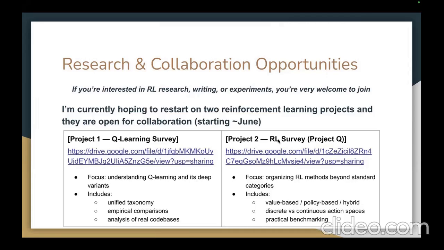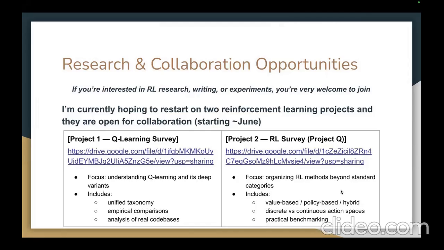And my second project is an RL survey, which is called Project Q because I think it's a cool name. Here, the idea is to organize RL methods beyond standard categories. So remember that in this lecture series, we classify them into value-based, policy-based, and actor-critic. However, we may wish to classify them into some other categories, such as discrete versus continuous action spaces or even some other ways. And we also wish to do more practical benchmarking because typical RL survey papers do not do any sort of experiments.